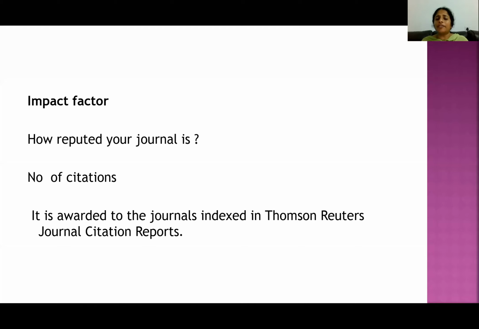But when you start searching the literature, you will find a lot of fake impact factors. You should understand that a reasonably good journal will have an impact factor of only 1.